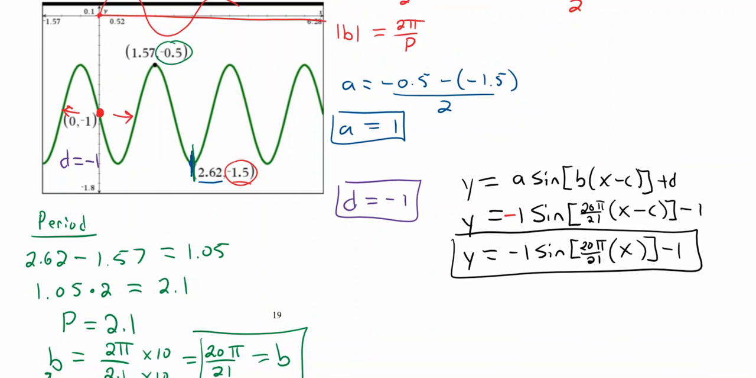Now I just want to show you that we can make different versions of this thing. I could have also said y is equal to, and then not flipped it. We could have just said 1 times sine, 20 pi over 21, and then x. This will always be the same, no matter what. But now our C value is going to have to change, because we're thinking about this a little bit differently.